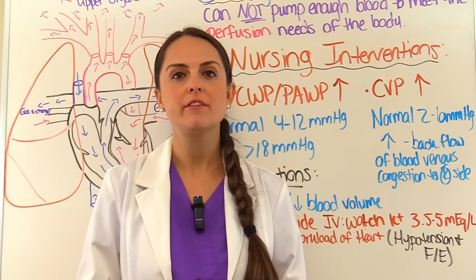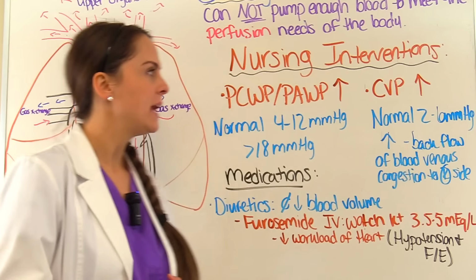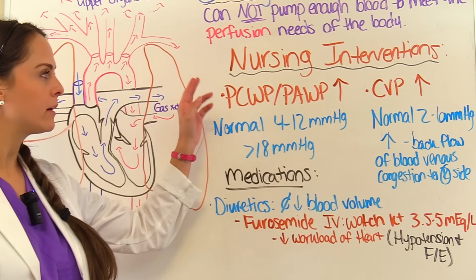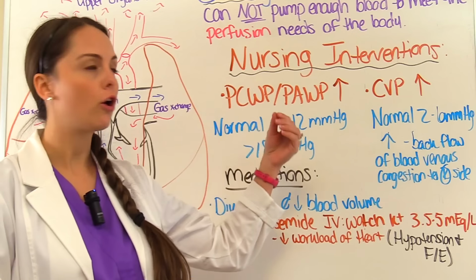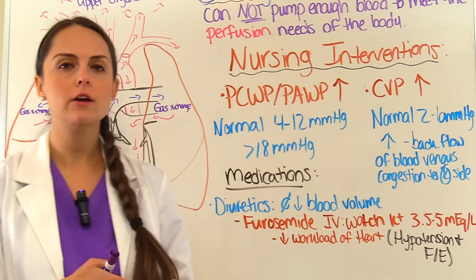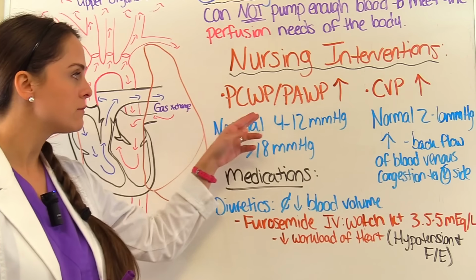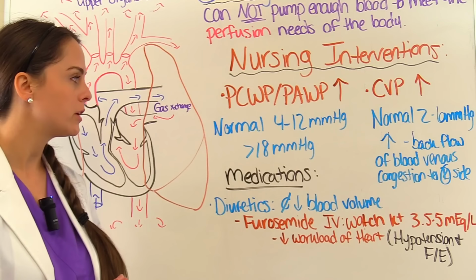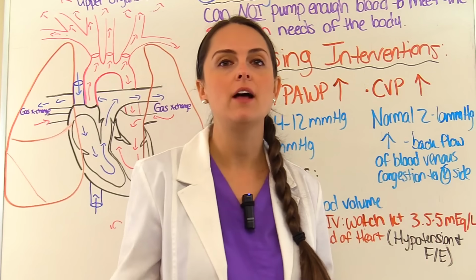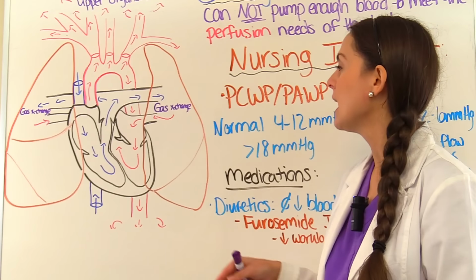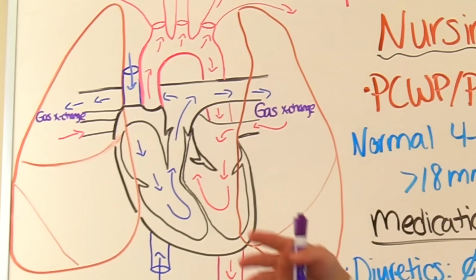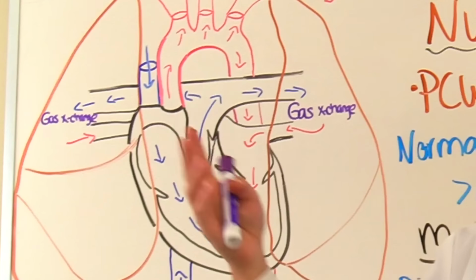Now let's talk about some hemodynamic monitoring numbers that you need to know when we're talking about cardiogenic shock. Okay, the first one I've already hit on a little bit. It's called the pulmonary capillary wedge pressure or the pulmonary artery wedge pressure. And in cardiogenic shock, this number is going to be high. And normal is 4 to 12 millimeters of mercury, but in cardiogenic shock, it's going to be elevated, greater than 18.